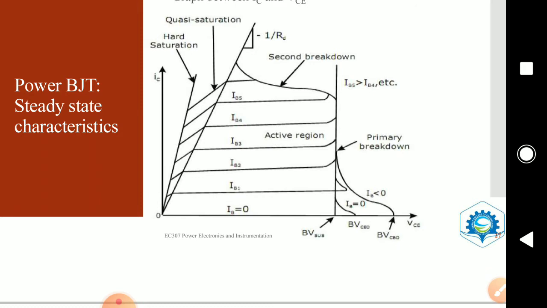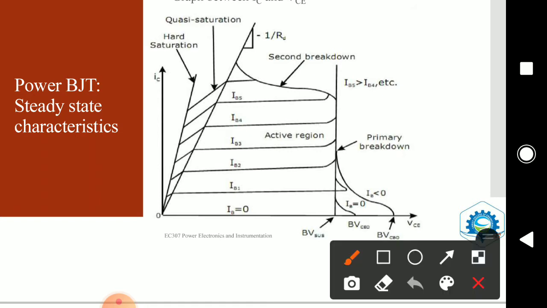Now, moving on to the active region. In the active region, the base emitter junction is forward biased and the collector base junction is reverse biased. The collector current will increase slightly with an increase in the collector emitter voltage. So the active region is represented in this section over here.